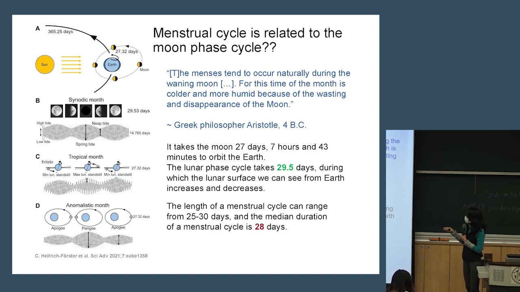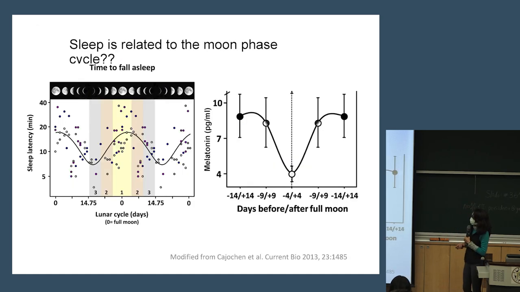Well, it takes moon 27 days, right, to orbit around the Earth. And if you take a look at the light, okay, and then the shape of the moon, in average is about 29.5 days. And your menstrual cycle is about 28 days. Somehow, the cycle is correlated. And if you take a look at the moon lighting and your melatonin level, and whether you sleep well, they are correlated. 并不是因为你是 werewolf 或什么,所以你睡得特别不好 okay?